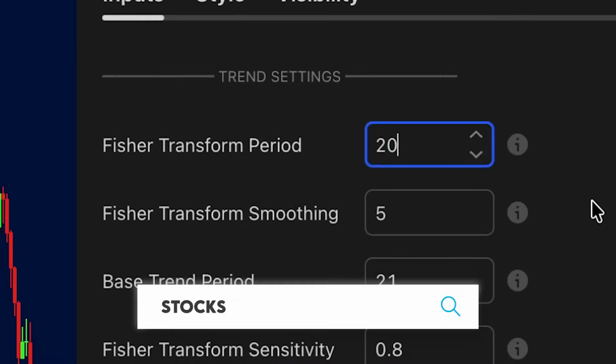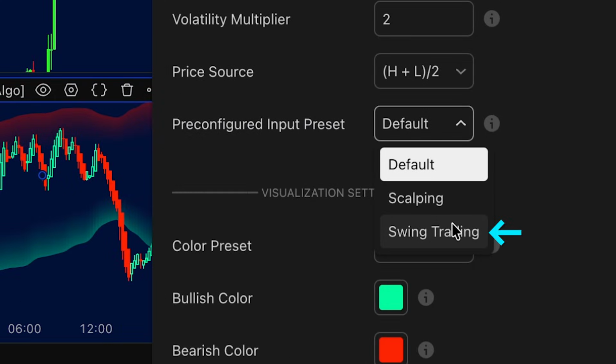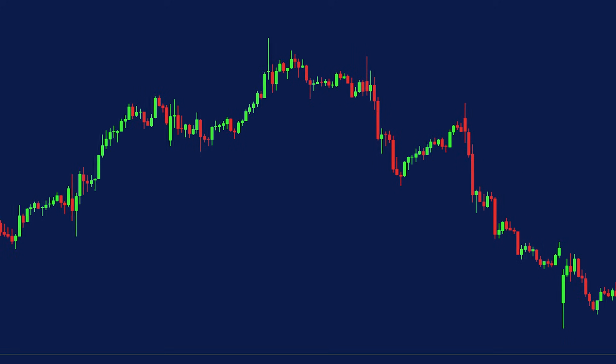For stocks, increase Fisher period to 20 for cleaner signal generation. Use the swing trading preset if you're holding multi-day positions. Keep volatility multiplier at 1.5 as stocks have less intraday noise than other markets.